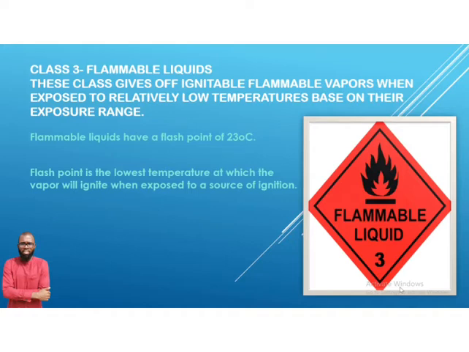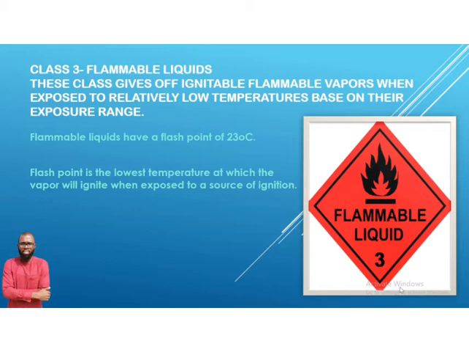Flammable liquids. This class gives off ignitable flammable vapors when exposed to relatively low temperatures based on their exposure range. Now, this is how it works. Most substances will always have a temperature at which they can bring out flames. But when a particular substance brings out flame at a very low temperature, it means it's highly flammable. And remember, it is the vapor that brings out the flame and not the liquid.